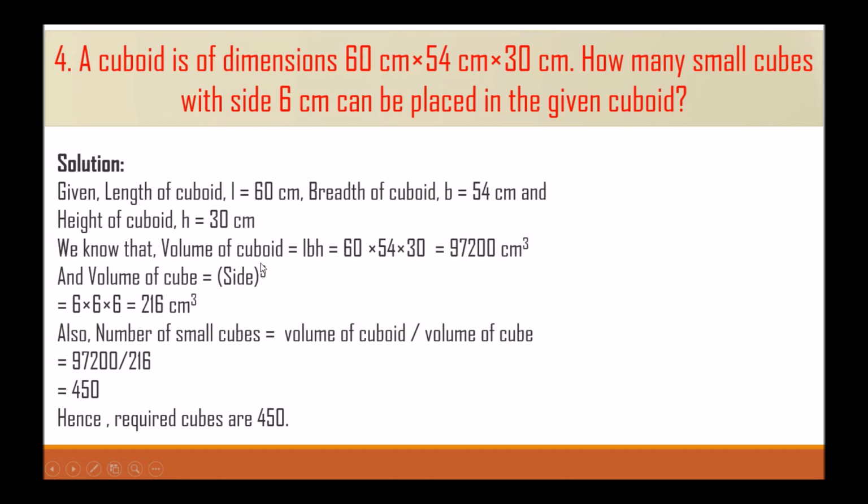So volume of cuboid equals LBH, that is 60 into 54 into 30, that is 97,200 centimeter cube. Now volume of cube equals side cube. So 6 into 6 into 6, that is 216 centimeter cube. Now number of small cubes equals volume of cuboid upon volume of cube. That is 97,200 upon 216. So we will get 450. So the required cubes are 450.